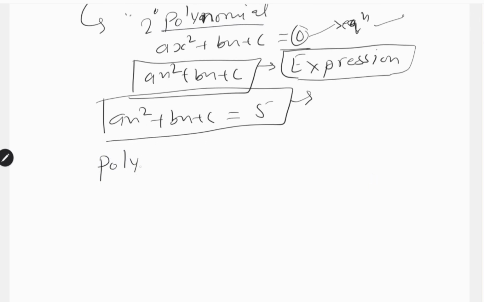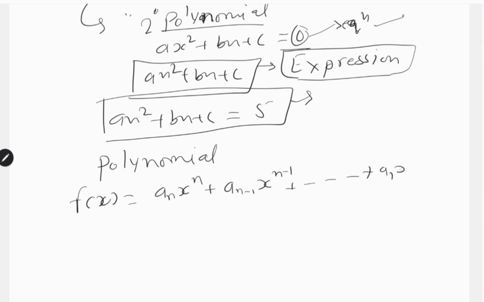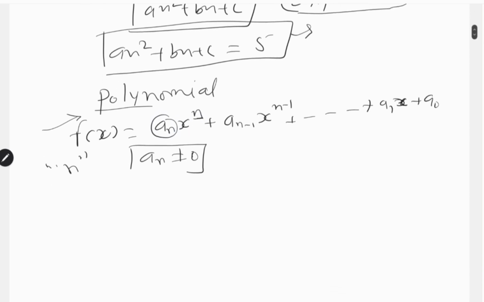What is polynomial? Suppose that function f of x is equal to an x की power n plus an minus 1 x की power n minus 1 plus ... plus a1 x plus a naught. There, this is the n degree polynomial because the highest power is n and an is not equal to 0. If it is an n degree polynomial, then that coefficient cannot be 0. Okay, and there a0, a1, a2 up to an belong to real numbers.